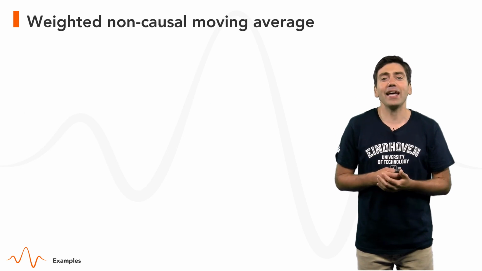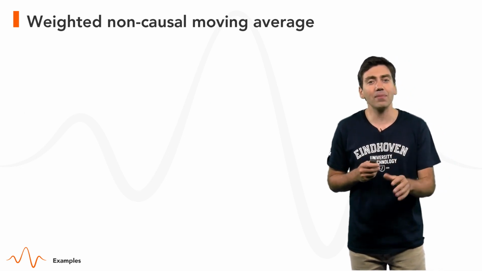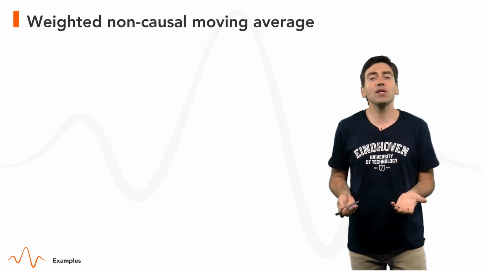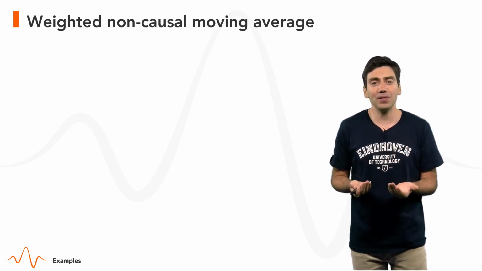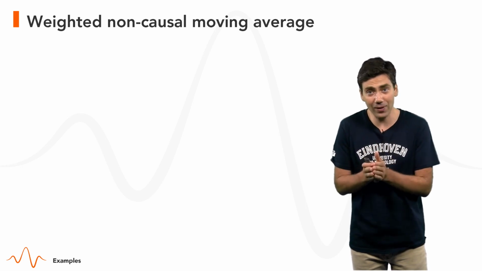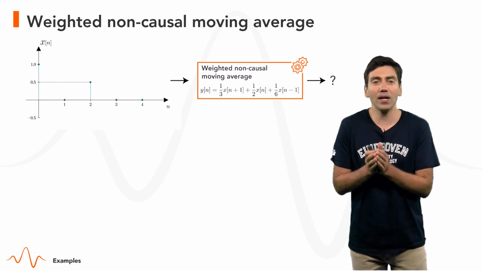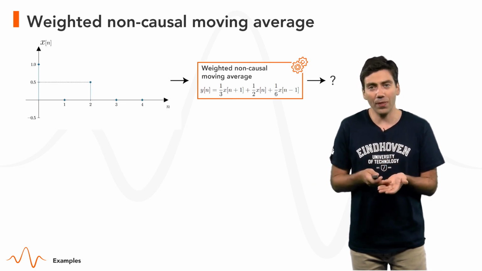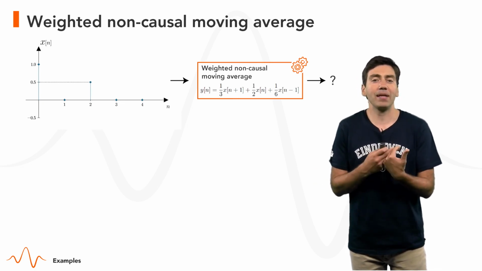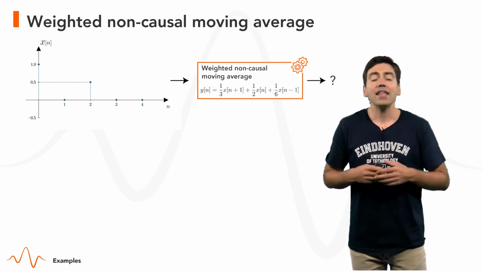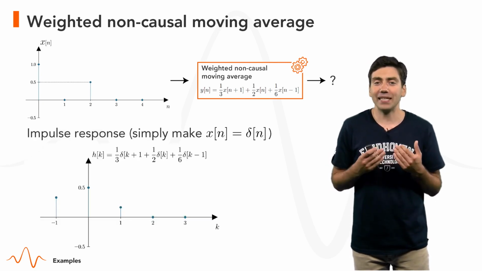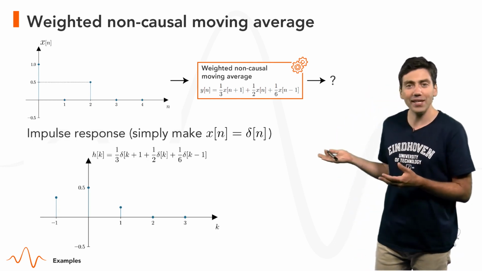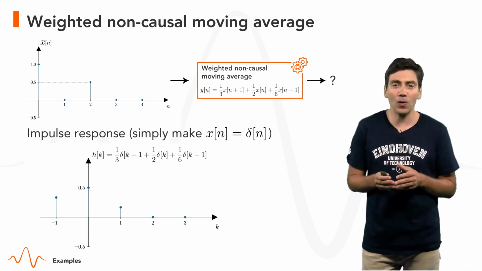Let us look now at yet another example which is still trivial, but as opposed to the previous one corresponds to a non-causal operation. Suppose that we want to take a weighted average of the input signal by weighting the current value at time n of the signal by 1/2, the future value at n plus 1 by 1/3, and the previous value at n minus 1 by 1/6. The procedure to compute the impulse response is again the same. We just replace x by delta. The resulting impulse response is plotted here, and note that it is no longer 0 for negative n.